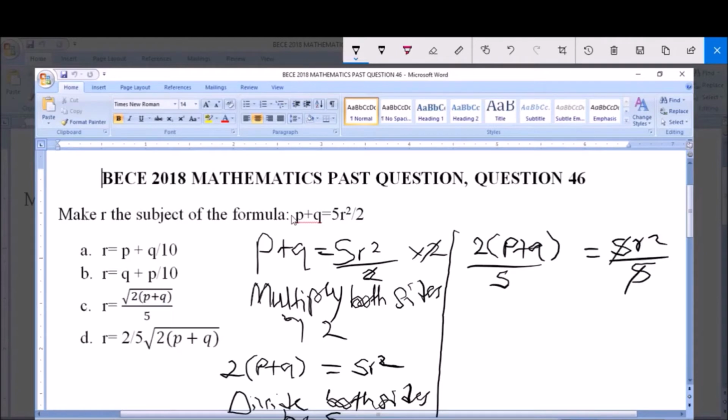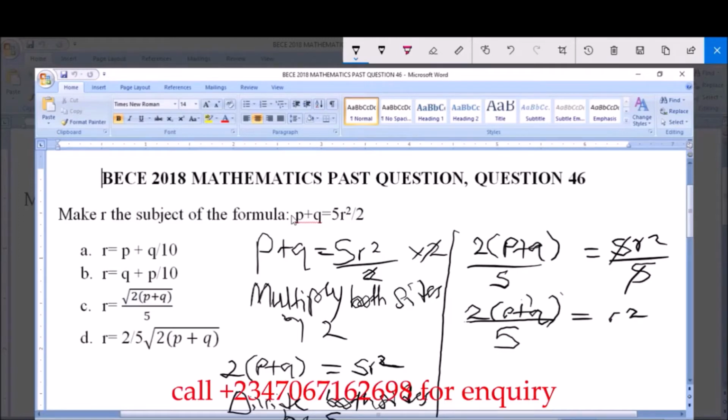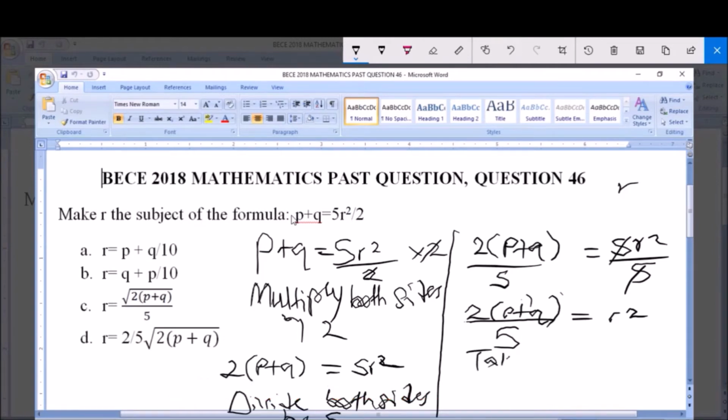Now we cancel this 5, so therefore you have 2 into P plus Q close brackets all over 5 is equal to R squared. Remember this 5 has cancelled this 5. Now you have R squared, but what we need is R, not R squared. So to get R, we take the square root of both sides.